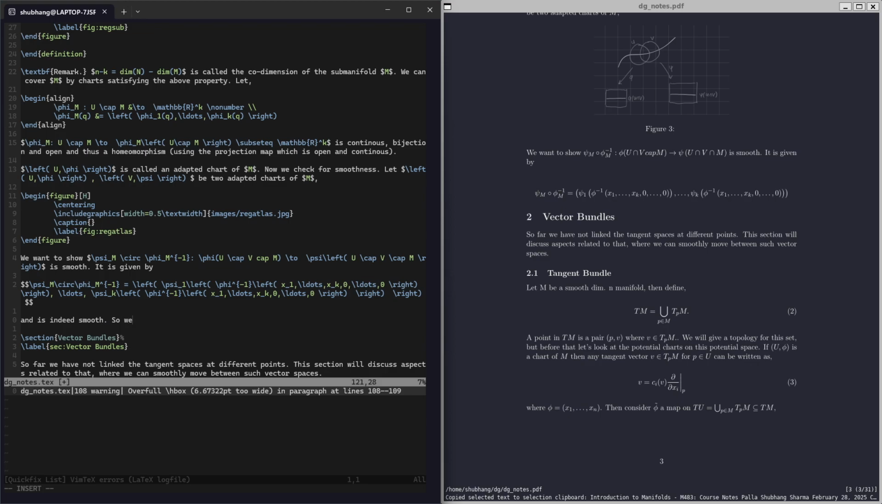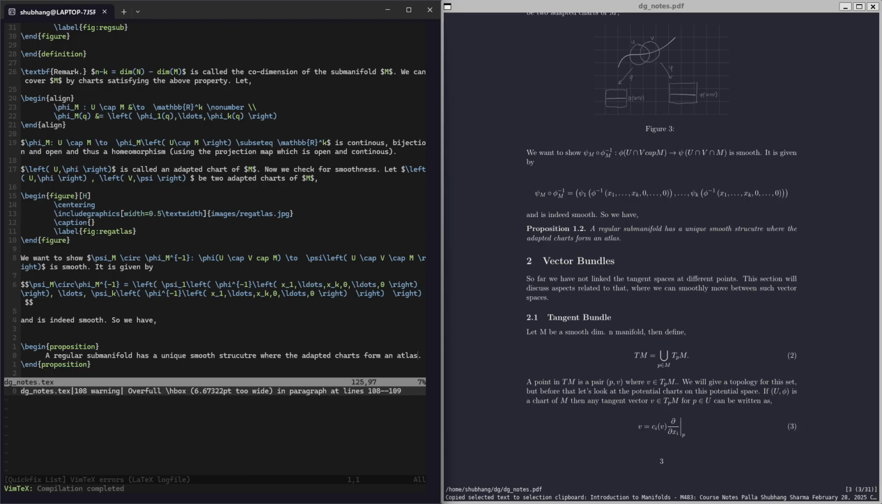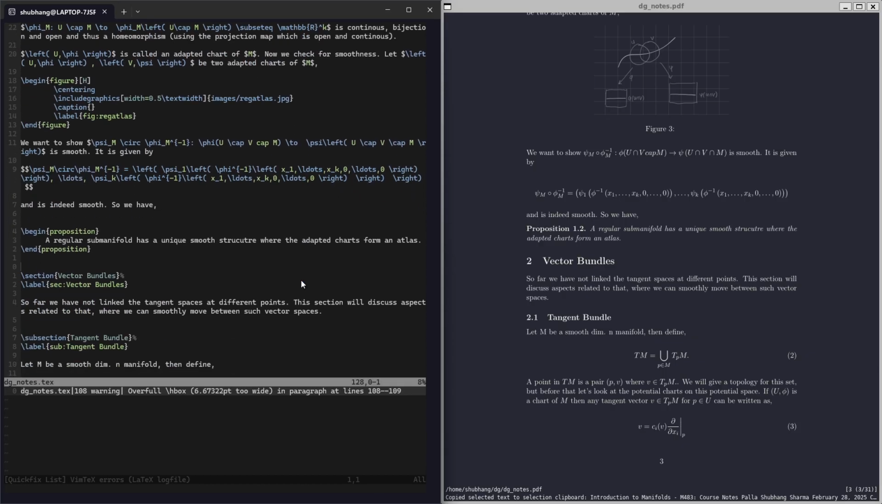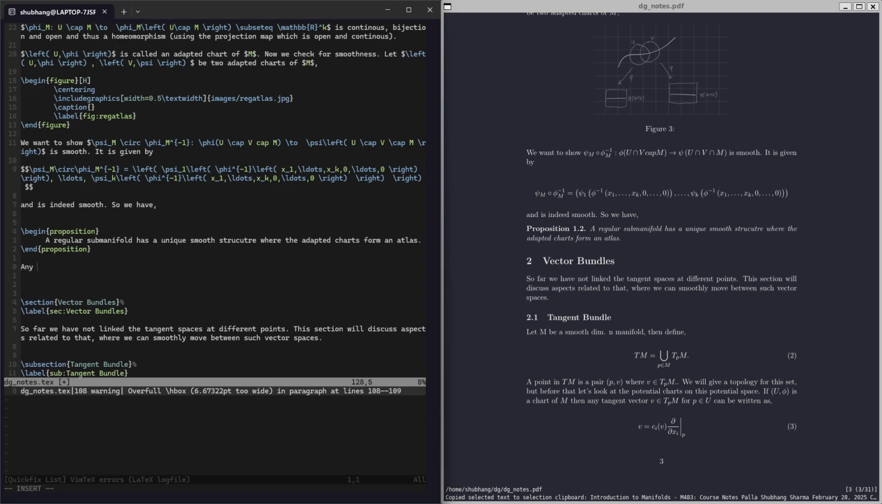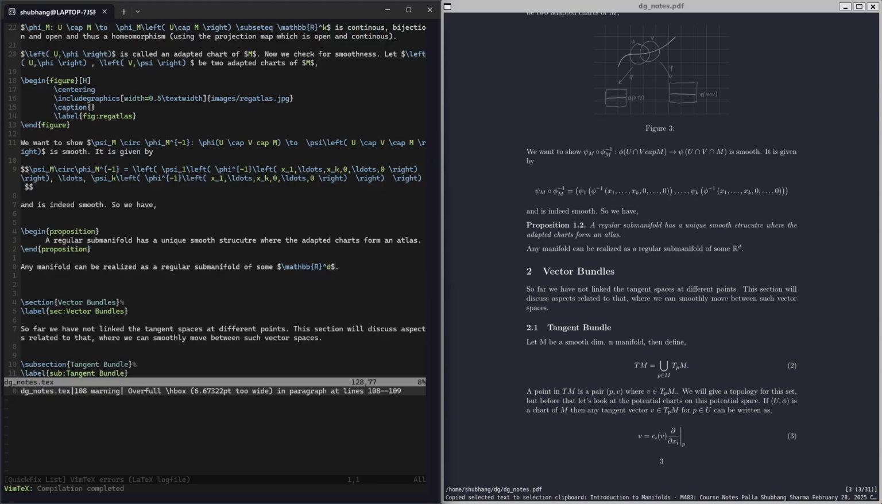So we have the proposition that a regular submanifold has a unique smooth structure where the adapted charts form an atlas. Cool. Let's see some examples.